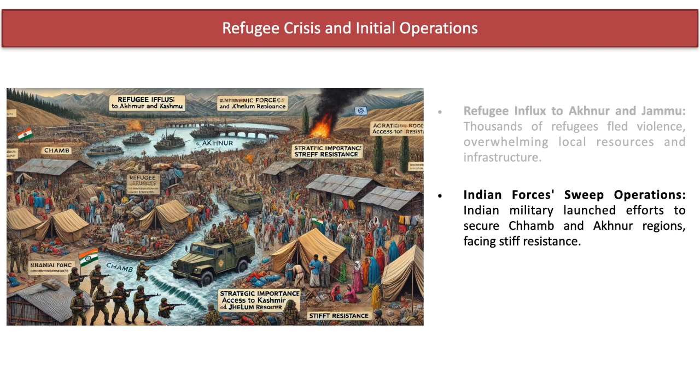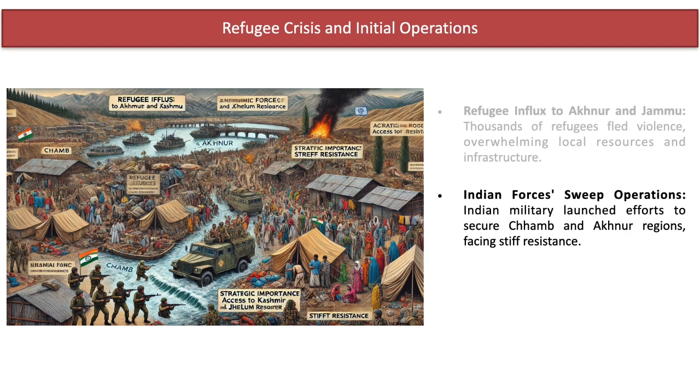Now let's talk about the Indian forces' sweep operation in Jammu and Akhnur, one of the most challenging and intense phases of the 1947-48 conflict. Imagine this, the Indian military just a few months into independence launching a bold and determined campaign to secure the Jammu and Akhnur region. These areas were crucial not just strategically but symbolically. Controlling them meant securing vital access to Kashmir and maintaining the integrity of India's newly defined borders.